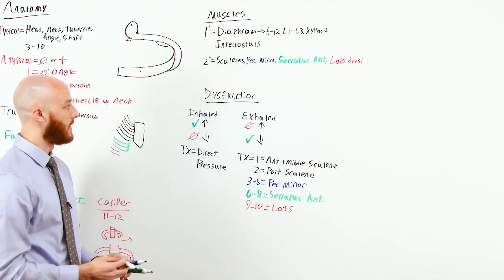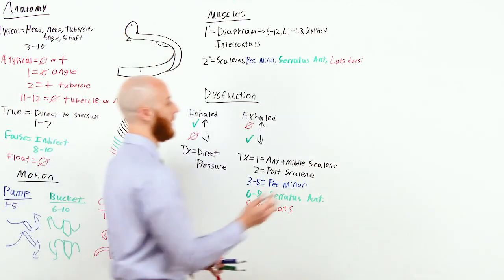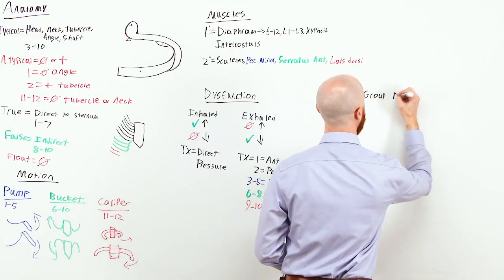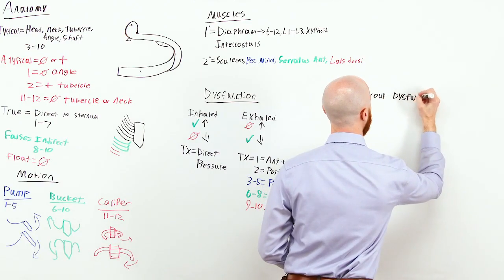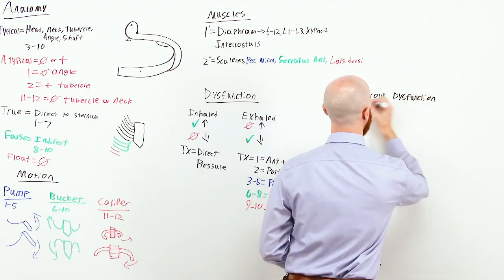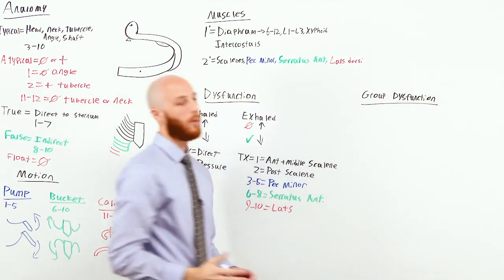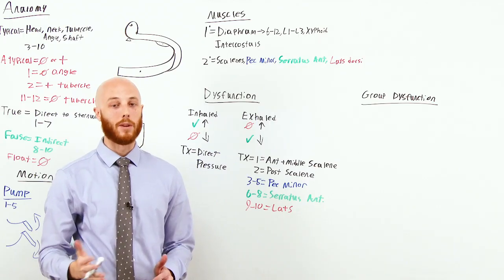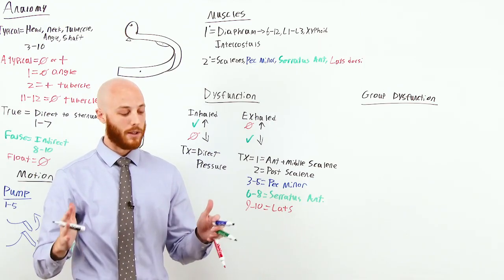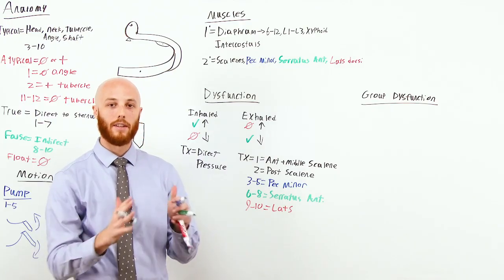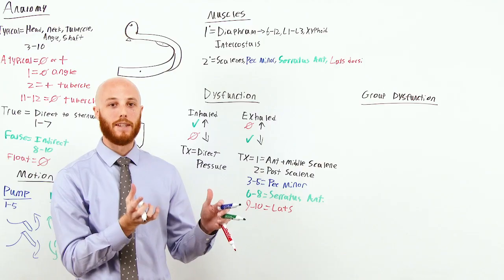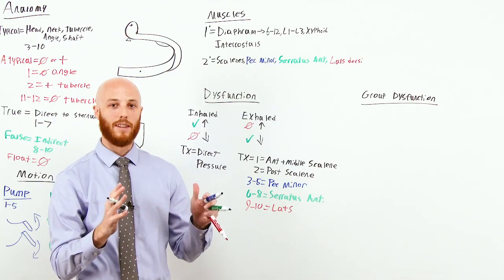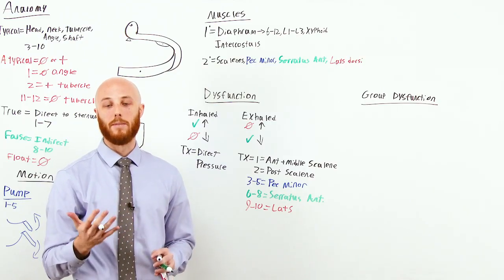So the final part of this is talking about group dysfunctions. One way to think about this is to compare it to an accordion. Everybody has an accordion at home that they play, right? So when you're playing the accordion, you go in and out. If one segment of that accordion doesn't work properly, it's going to jam up some of the other folds in the machine. So imagine the same thing for ribs.